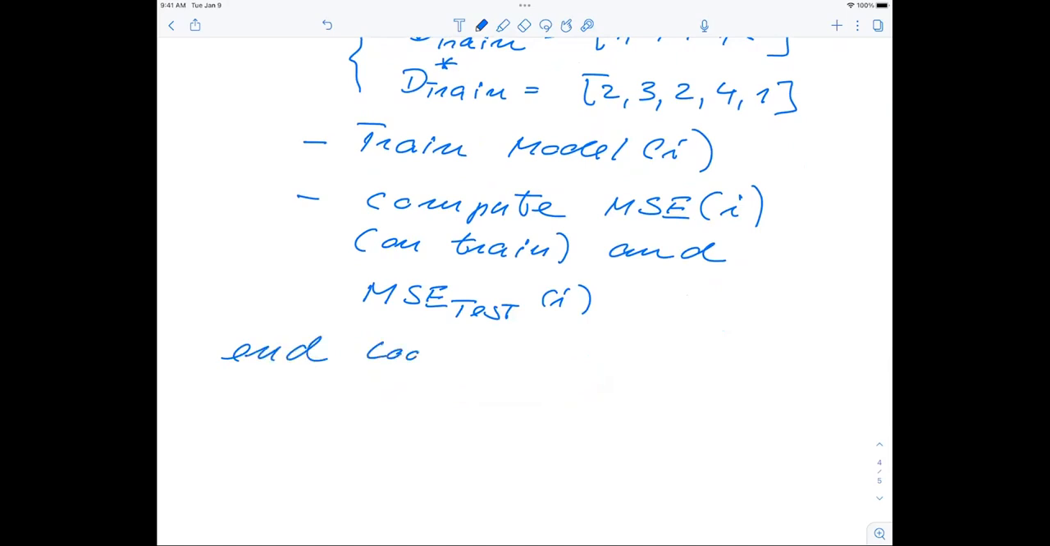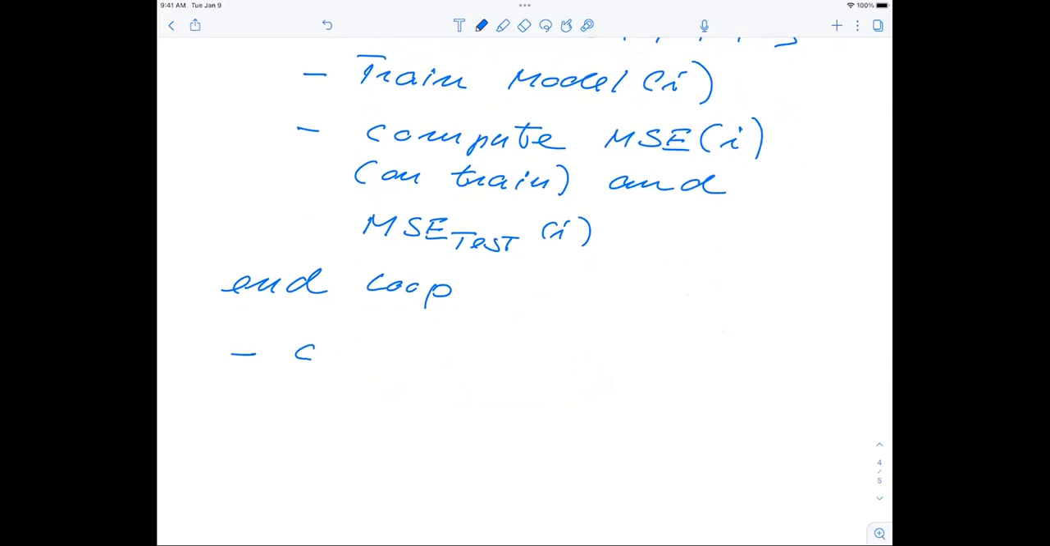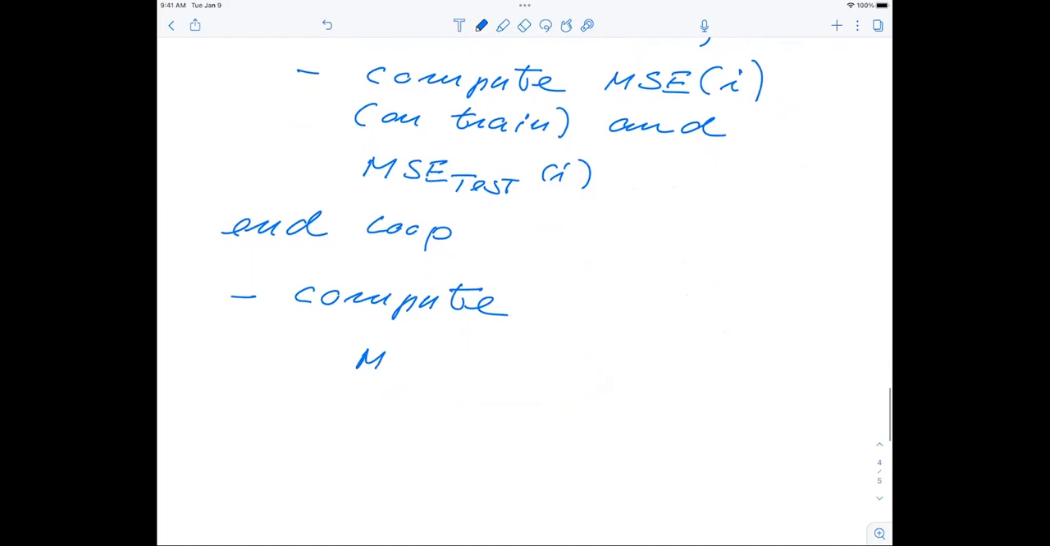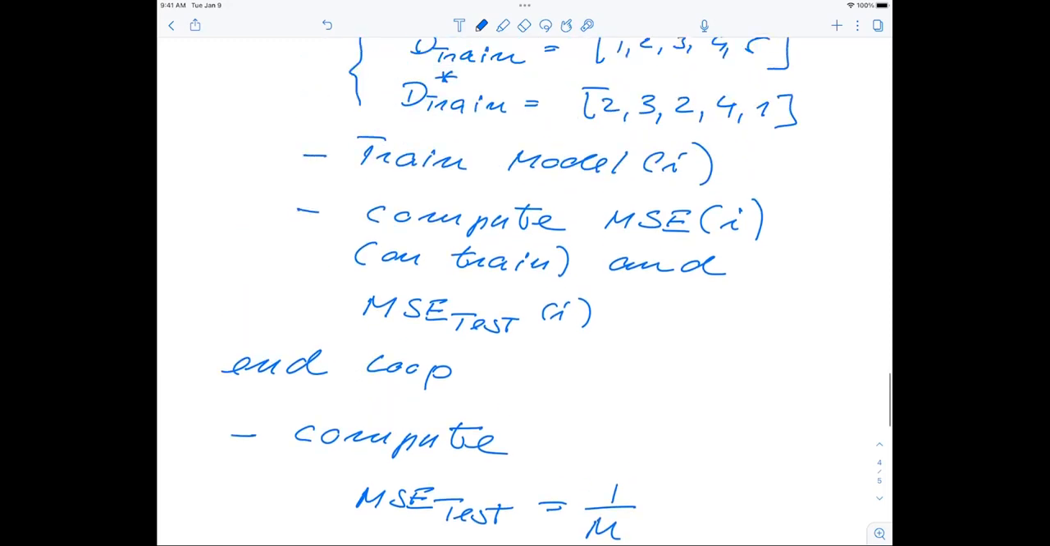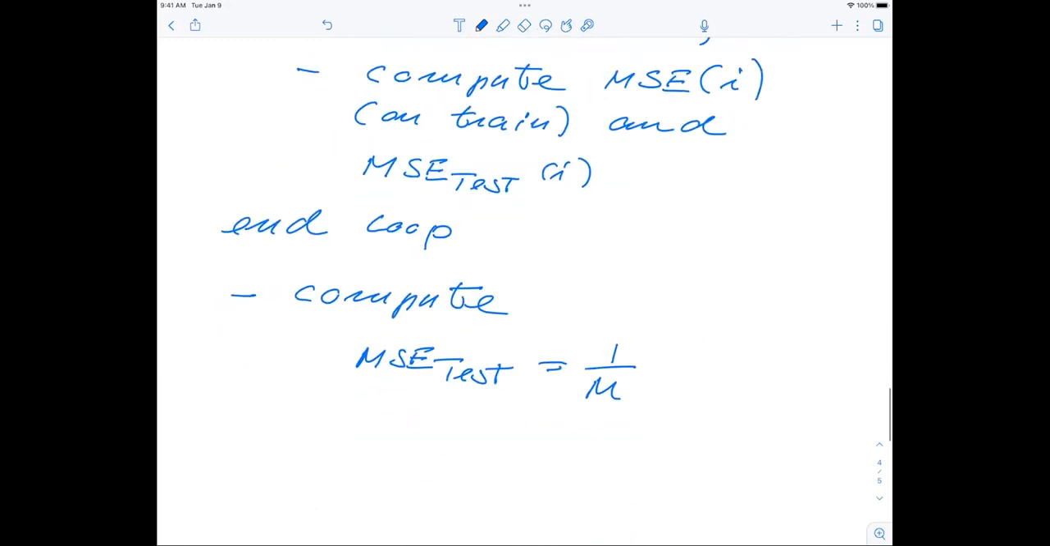So end loop. And the final thing is actually to compute the MSE for the test data as a function of 1 over the number of bootstraps which we have made, up to m. And then we would simply sum from i equals 0 up to m minus 1. And then we simply take the average of all these cases which we have tabulated. And that is going to be an average of all these mean squared errors.